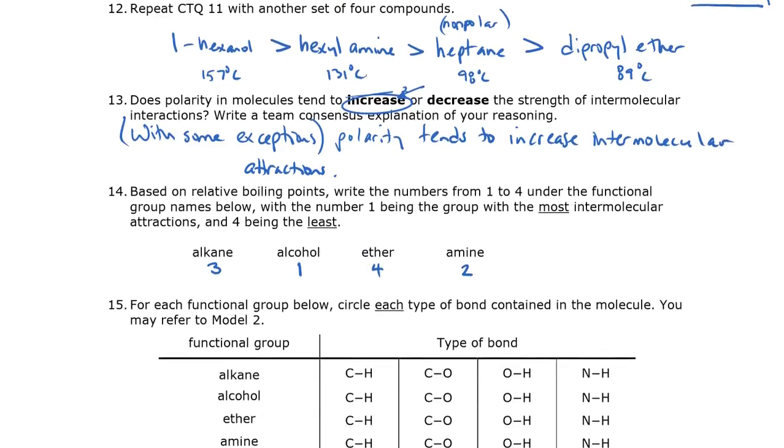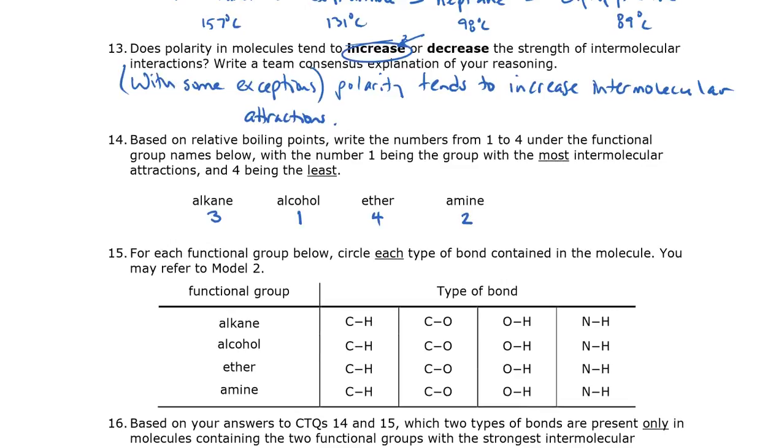All right. So number 15. For each of the 4 functional groups, circle each type of bond contained in the molecule. And you can go back and look at Model 2, which shows you the shortcut or condensed Lewis structures. Pause now, and I'll give you a hint. There should be 8 circles. Okay? Pause now and circle 8 things.